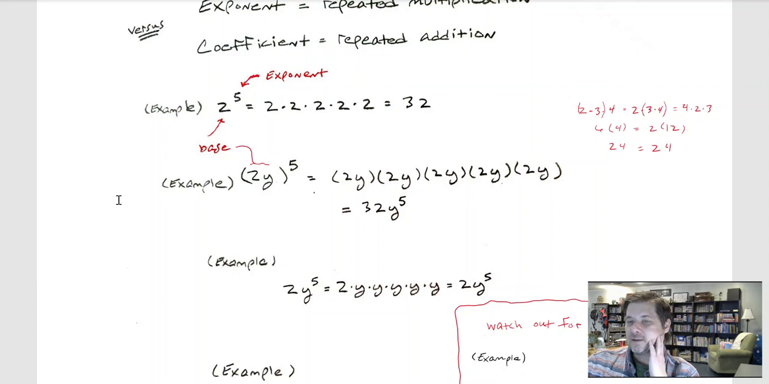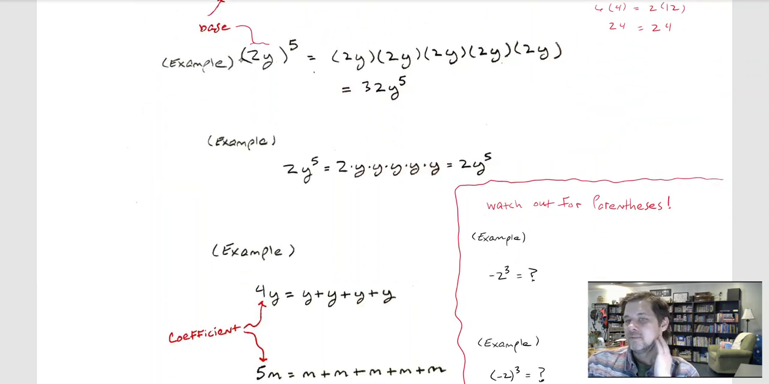Now, can we tell the difference between 2y grouped together by the parentheses to the 5th power and without it? What would be the difference there? In that case, that exponent does not apply to the 2. It has nothing to do with the 2. It just applies to the y.